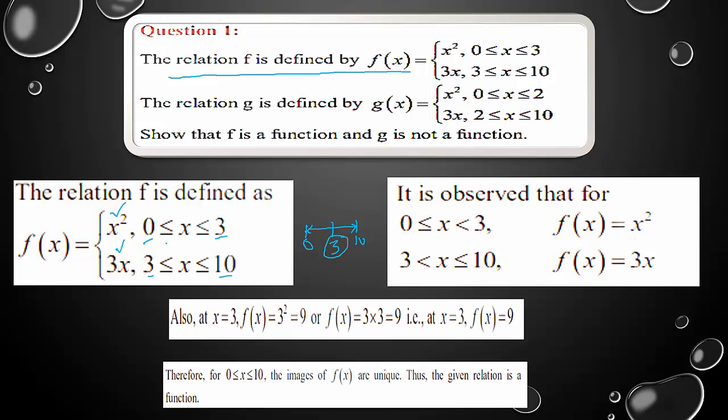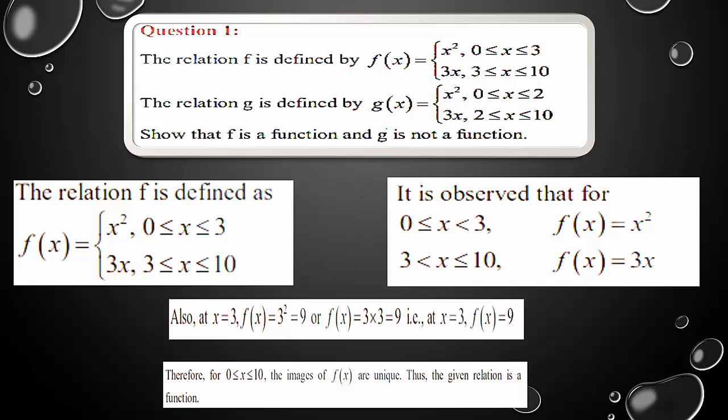So at 3 you have to check f of x. Clear? So put x equal to 3. See here, at x equal to 3, x square gives you 9. At x equal to 3, 3x also gives you 9. That means the domain value of 3 has a unique image 9. Therefore, x in between 0 to 10, the images of f of x are unique. Thus, the given relation is a function. Okay, students. So, from this, you can understand that f of x is a function.